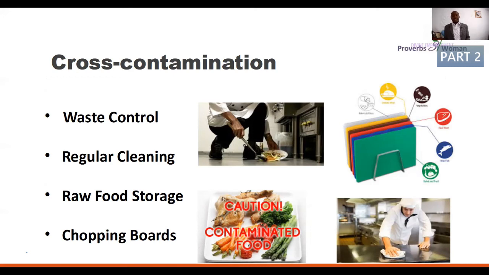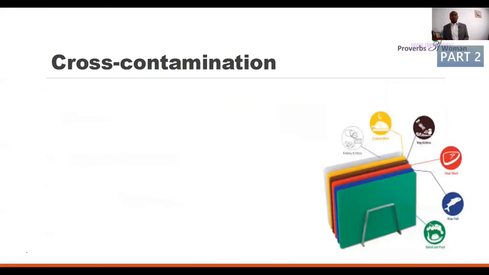Regular cleaning, raw food storage. How do you store that? And also the chopping board. Very important to avoid what? Cross-contamination. When it comes to raw food storage, as I said before, when you're storing raw food in the refrigerator, make sure you put it at the bottom. The cooked food, you put on the top. Okay.